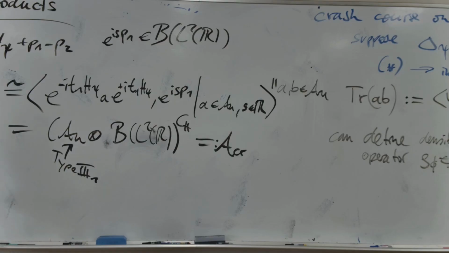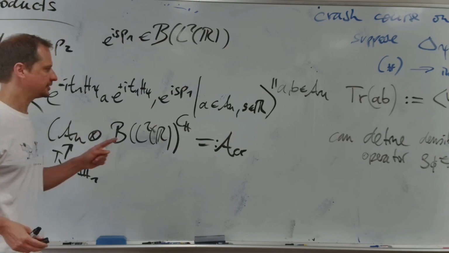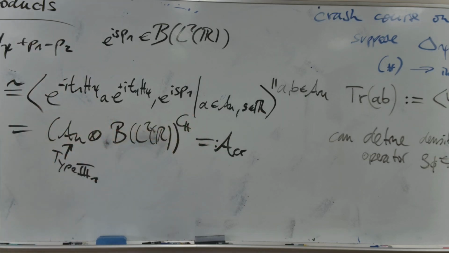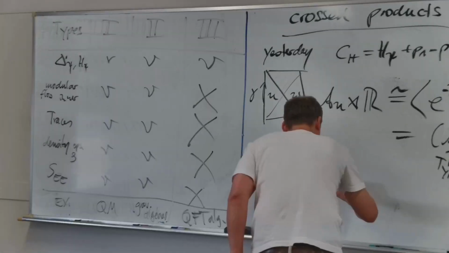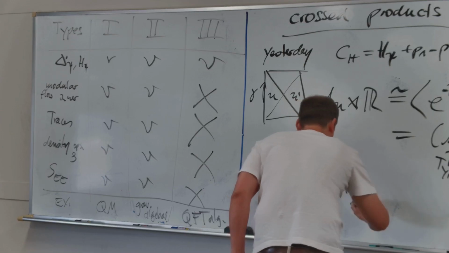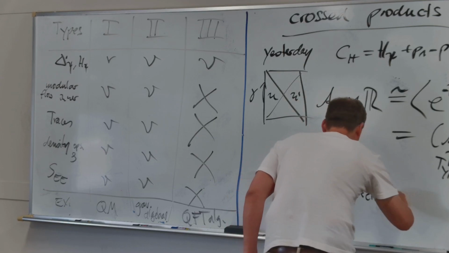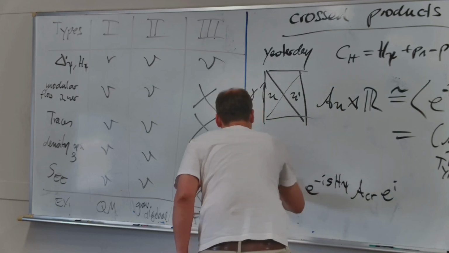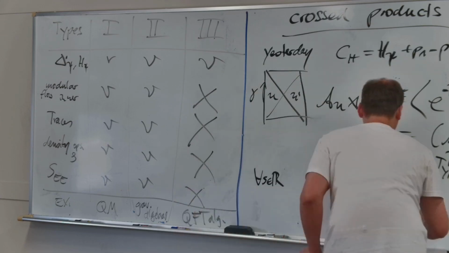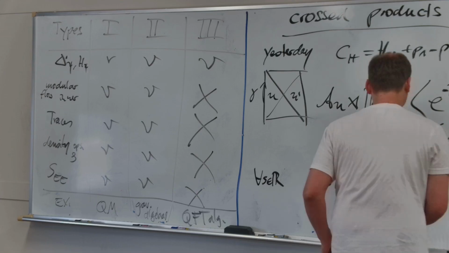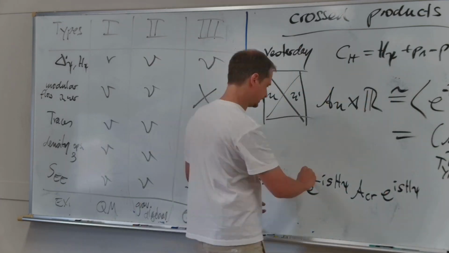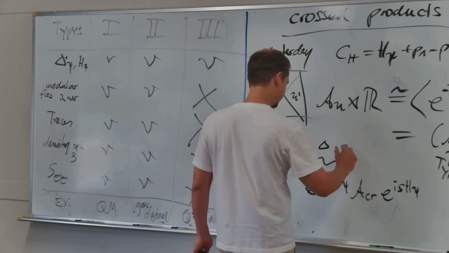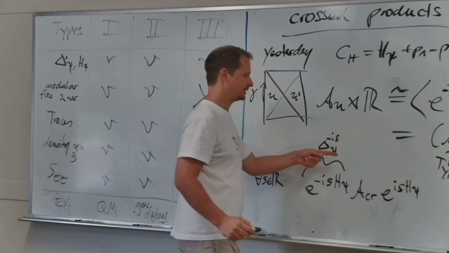So far, that's what we did yesterday, but now the main thing is that this cross-product algebra is, by construction, gauge invariant. And so in particular, I have that for all S and R, this whole thing here is delta psi IS, right? So this here is the modular flow.